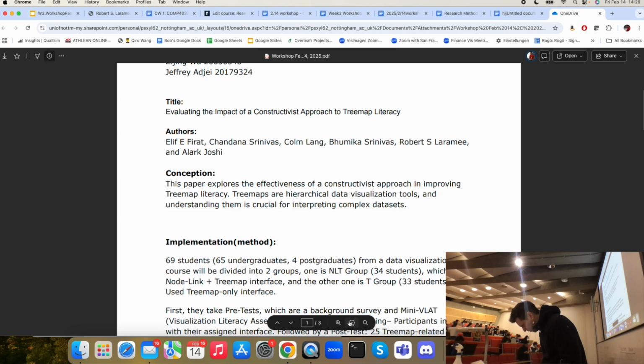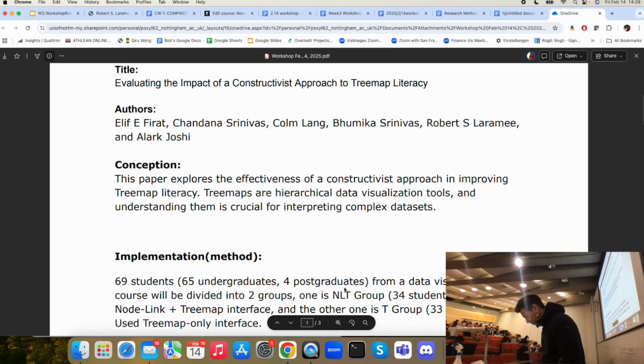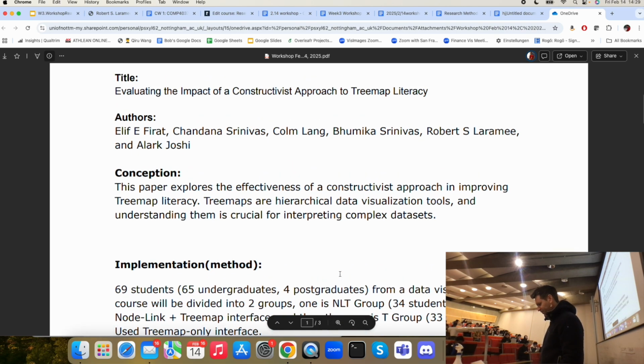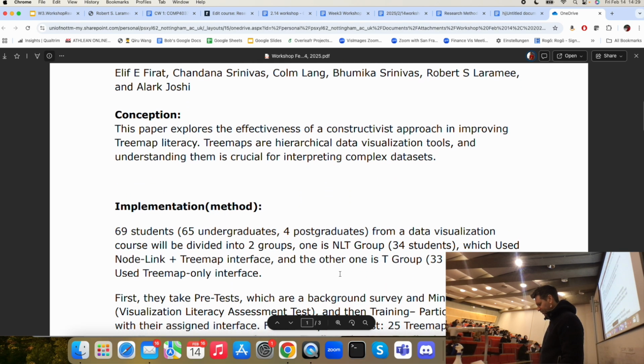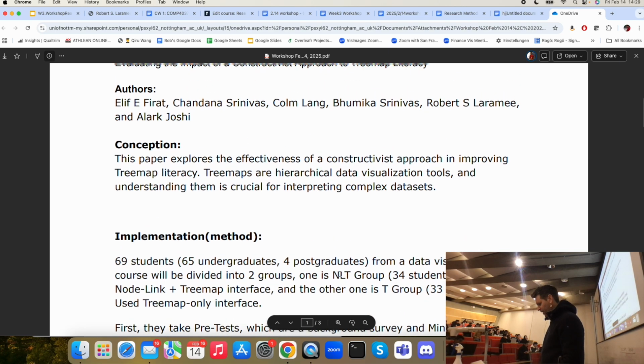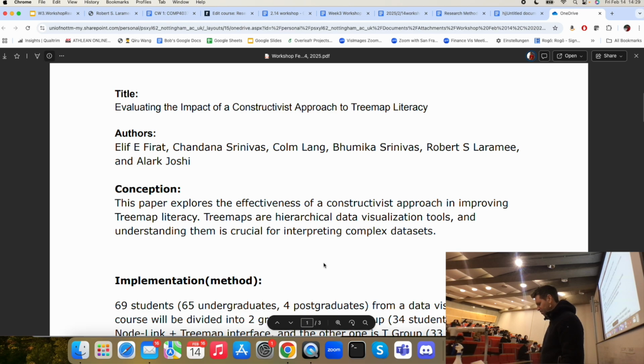That seems to be the favorite paper of the day. Tree maps are a higher color, understanding them is crucial. Okay, this is like, it's pretty okay, but the thing is the first sentence just repeats the title, so it wouldn't score full points.